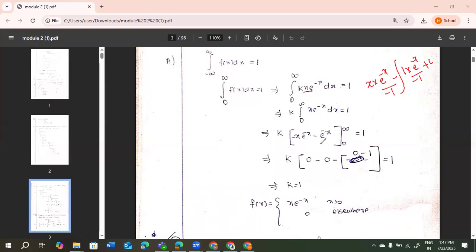So we have the limit 0 to infinity equal to 1. When we are substituting, first we put e raised to infinity. The whole term will become 0. In both cases it becomes 0. And when we are substituting 0, the first term will become 0, but the next term will become minus e raised to 0, which means 1. So minus of minus 1. So k is equal to 1. So we got the value of k. K is equal to 1.